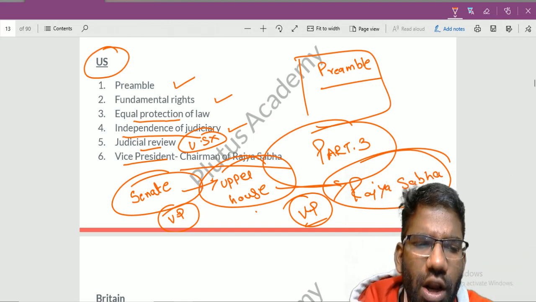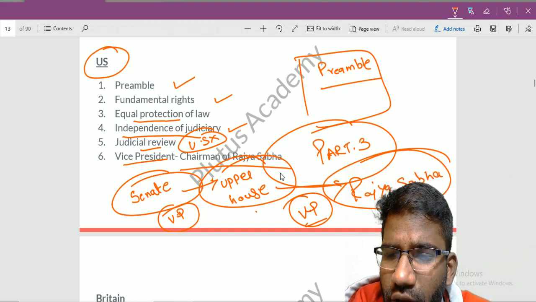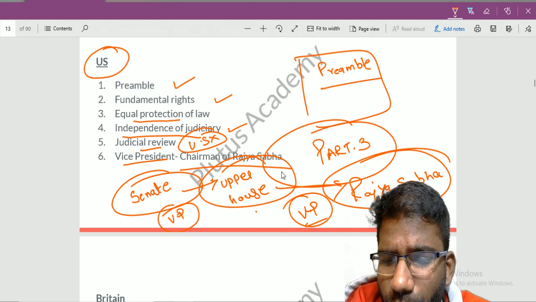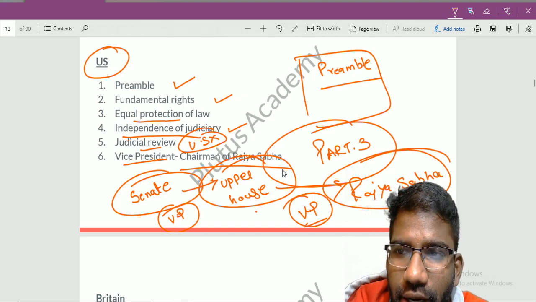Friends, this is all about this section. We will go further ahead and know more things about the Indian Constitution and Indian polity in the next class.